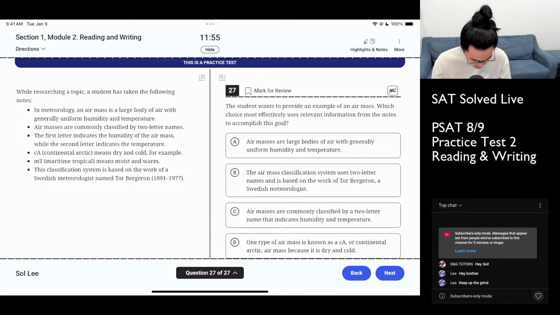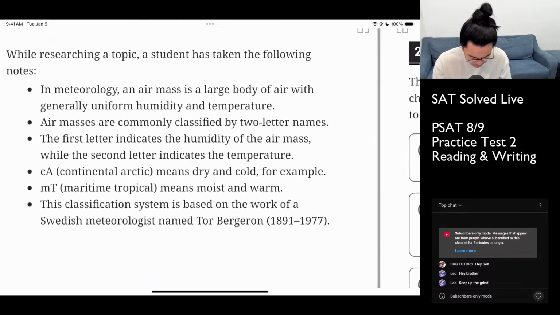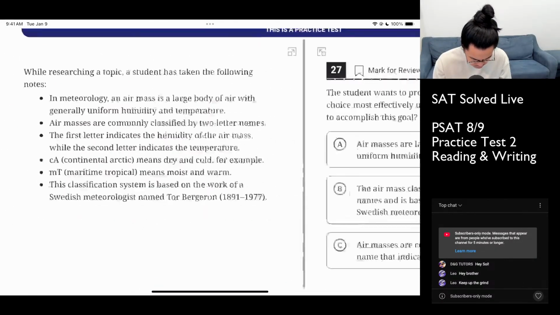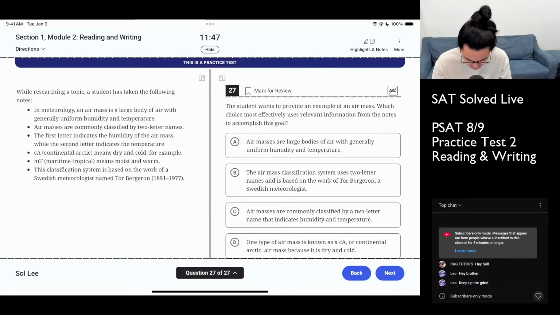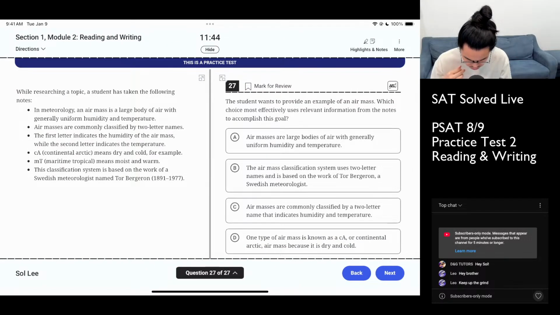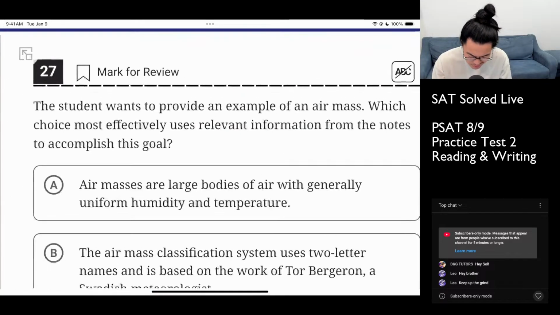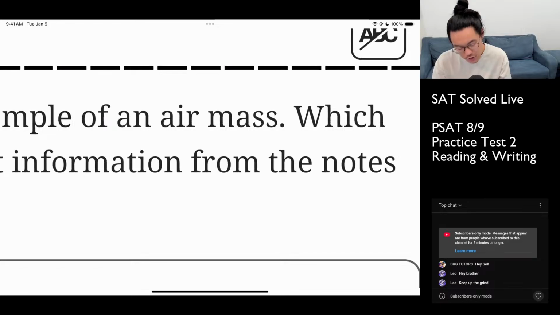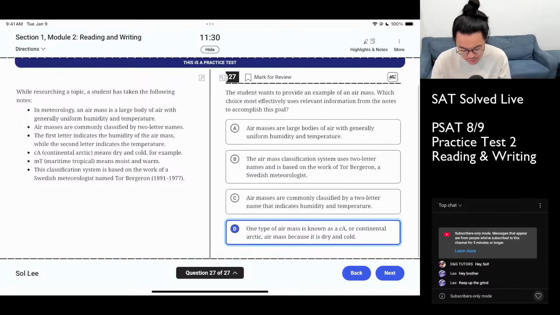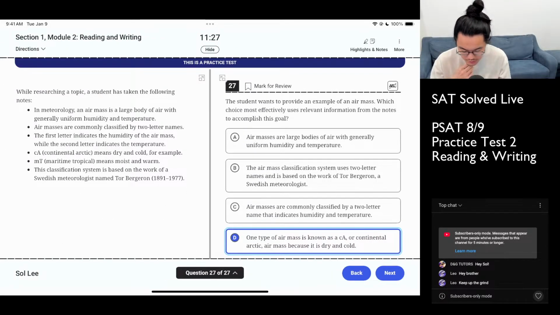An example of an air mass. What? We don't even have an example here, right? This is just the classification. All right, I guess we just need to have an example. One type of air mass. It should be an example of an air mass classification or air mass type. It should say the word type after the word mass. It's kind of annoying. So it has to be D.